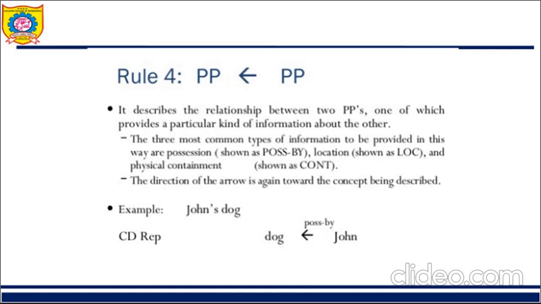Okay. The fourth one is PP add. When should I use this? It's very simple. If I want to show certain belonging, for example, John's dog. At that time I use this. Possession by. John possesses that dog. If I want to show the possession, or if I want to show the location, like John's home, that is also location. Or if I want to show physical containment, like pizza's container. In that case, I'll be using the word contain, C-O-N-T. For location, I'll be using the word L-O-C. For possession, I'll be using the words possessed by. So I have John, possessed by dog. That is, the dog is possessed by John. John's dog. In this fashion we have to explain it.